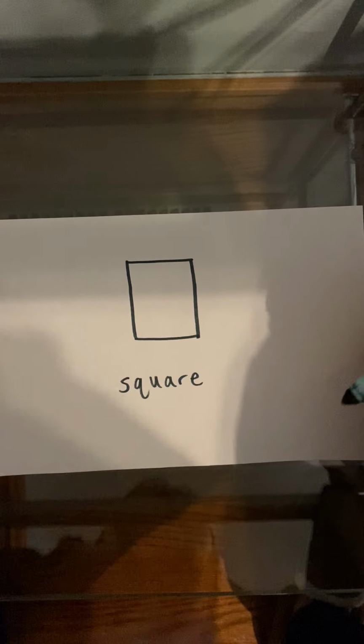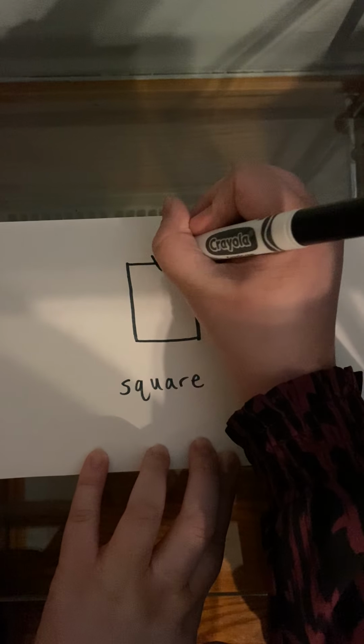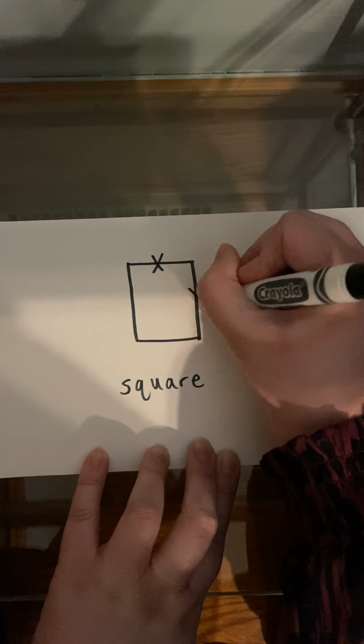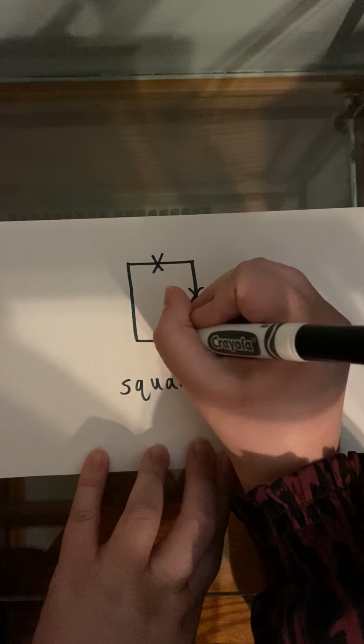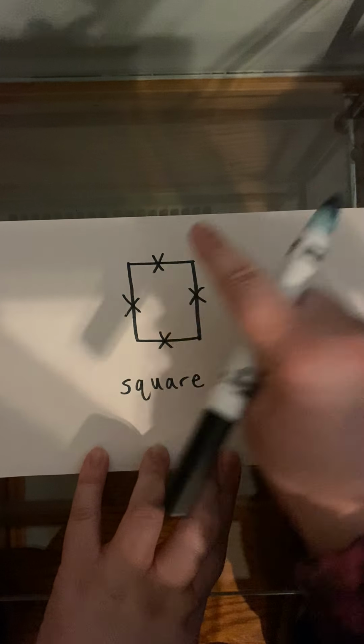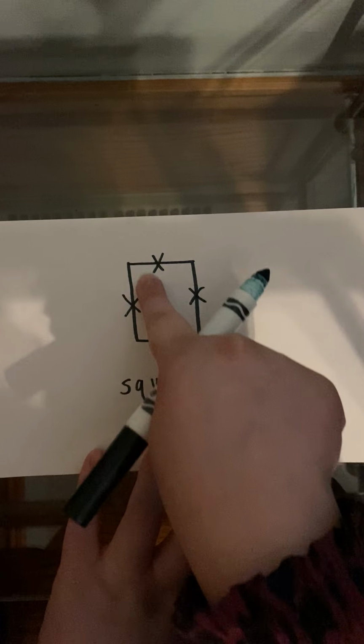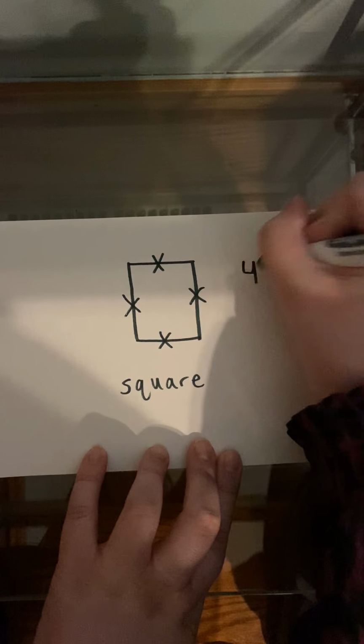Let's figure out how many sides a square has. How many straight lines do you see in a square? I see one up here. I see one over here. One here. And one more over here. So we know there's 1, 2, 3, 4 sides.